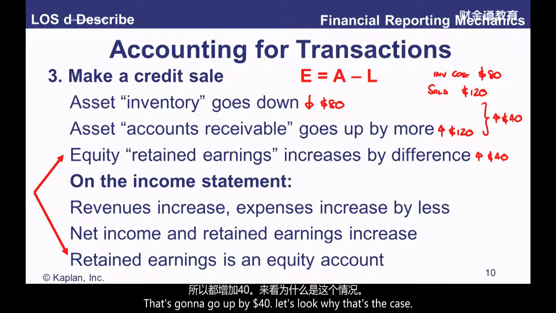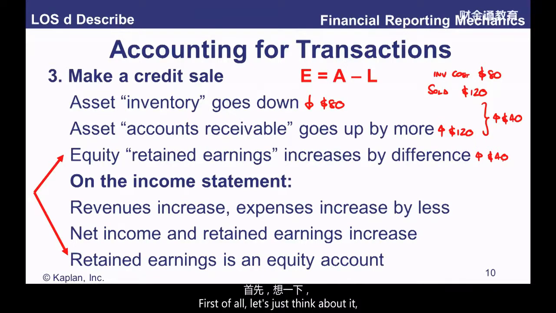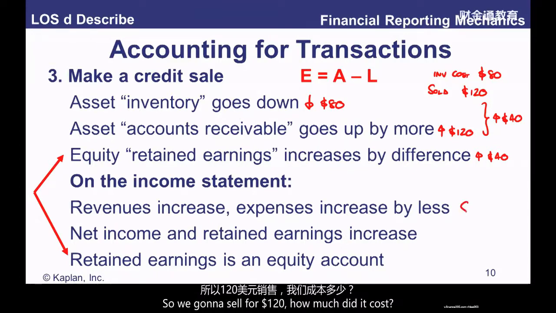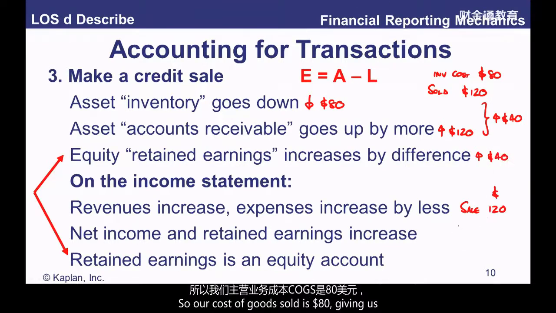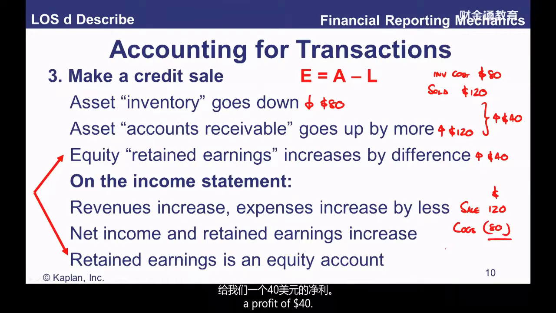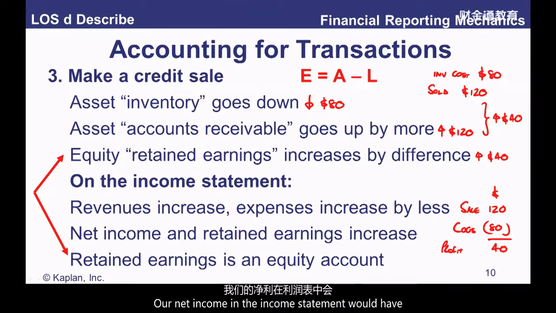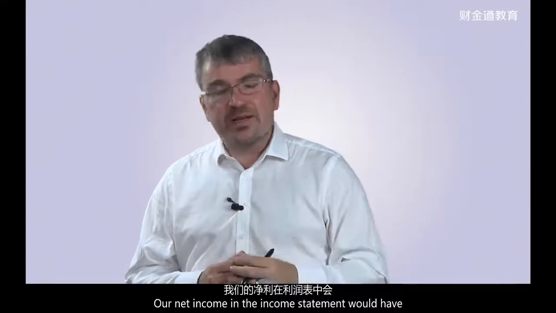But let's look why that's the case. And to see why that's the case, we're going to have to examine the income statement. First of all, let's just do it. Let's think about it. So our revenue is going to increase by $120, the amount we sold the goods for. So essentially, we've got a sale for $120. How much did it cost? Well, the inventory that we sold cost $80. So our cost of goods sold, $80, giving us a profit of $40. So what we're saying is our net income in the income statement would have increased by $40.